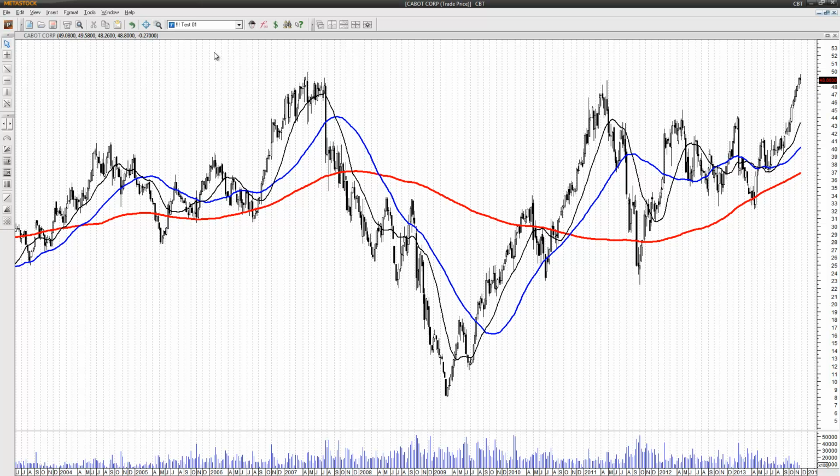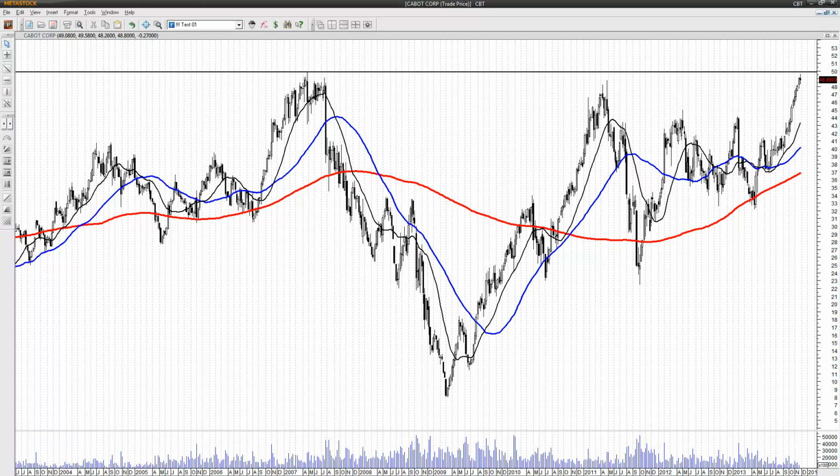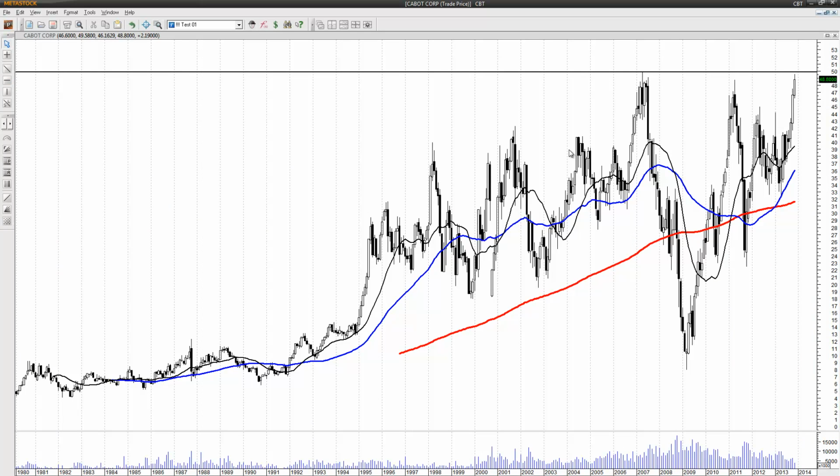Cabot Corporation. I will use this peak. It's easy to check if you have monthly, and that peak for Cabot is at 49.87.